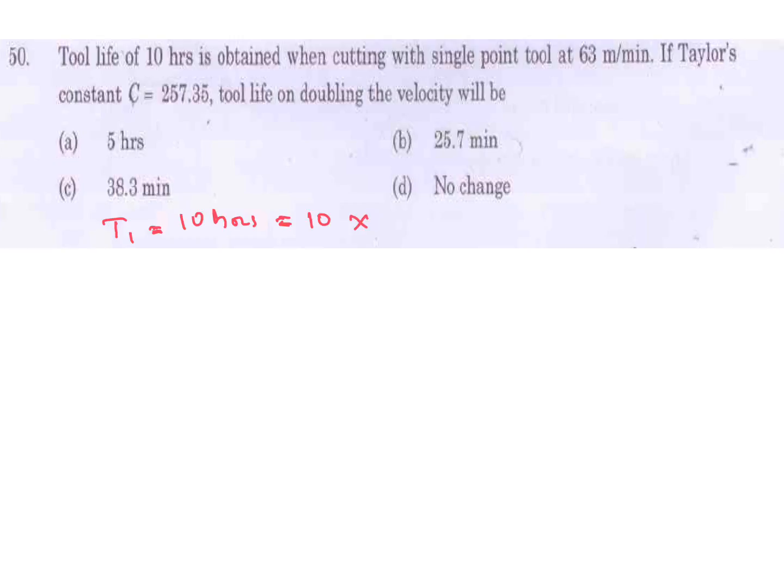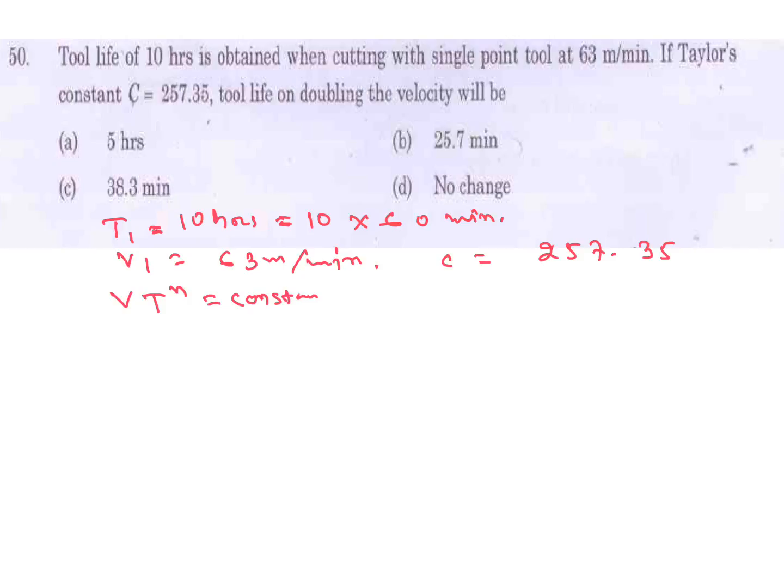The time is the biggest factor. T in minutes. V1 is 63 meter per minute, constant 257.35. Our formula: V T to the power n equal to constant. So V2 is 2 into V1, already given, so it's 128 meter per minute.